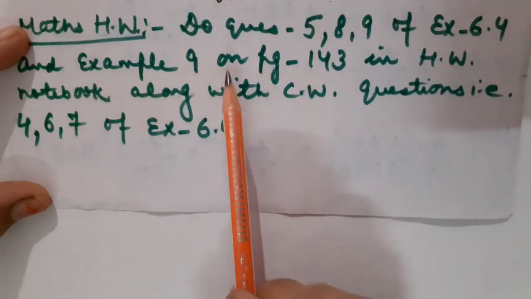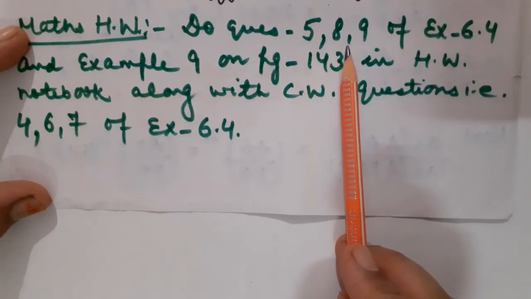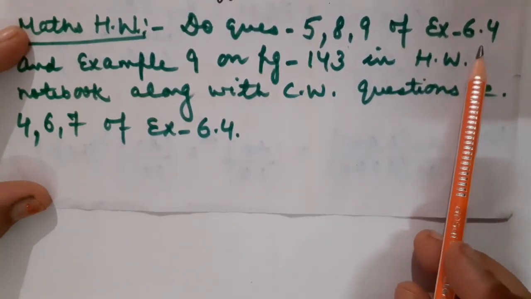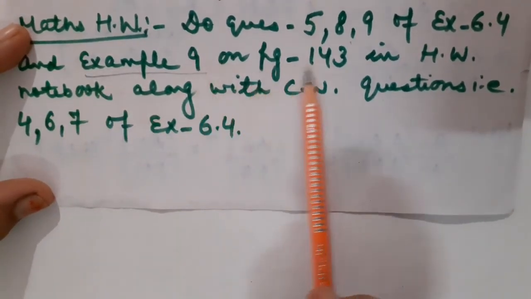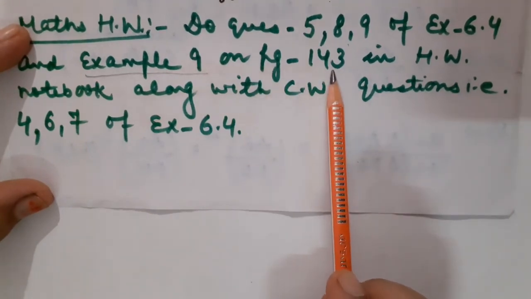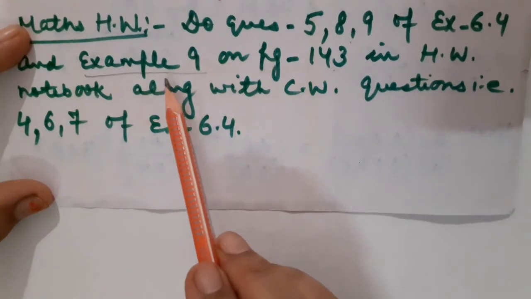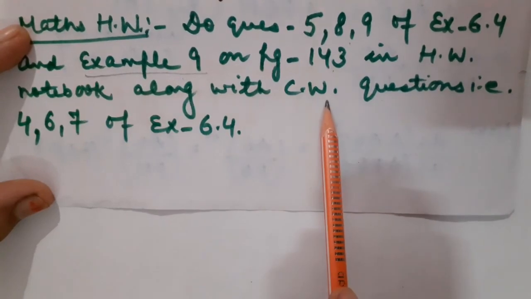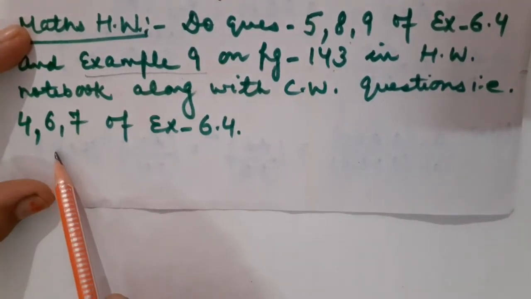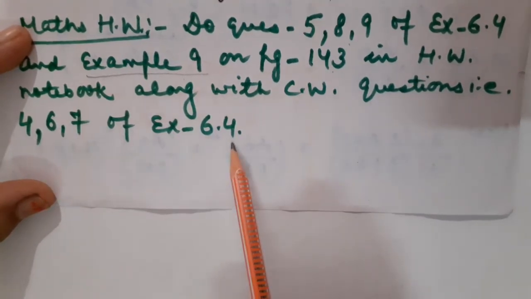Now children, this is the time to get mathematics homework. Please note down. Do questions 5, 8 and 9. These are the simplest questions which I am going to give you at home of exercise 6.4. Along with it, children, you have to do example number 9 on page 143. In this example also, the same theorem, theorem 6.6, is used. You have to do this example. This is the most important example in the homework notebook. Along with the classwork questions which I have covered in today's lecture, that is questions 4, 6, 7 of exercise 6.4.